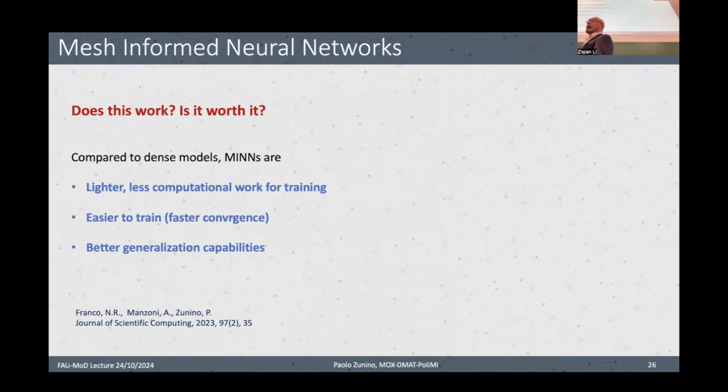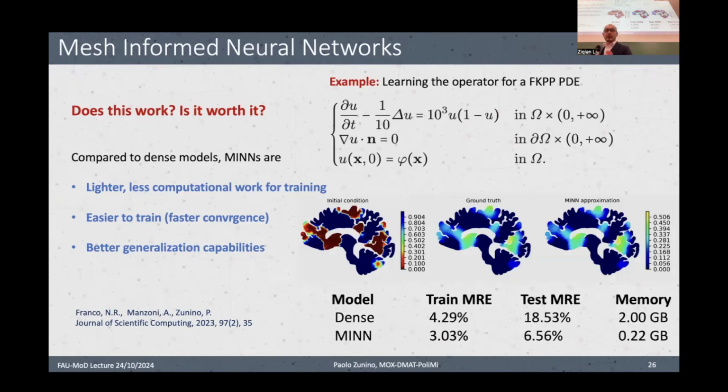And this sparsification also improves the generalization capabilities of such networks, as we observed experimentally. We have no proof of that. But we tested that on an interesting problem that comes from the propagation of some disease in the brain. We chose that just because the brain has a not simple topology, and the PDE was a time-dependent nonlinear diffusion-reaction type of PDE.